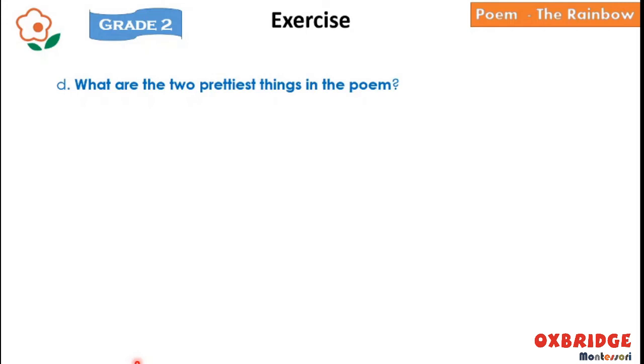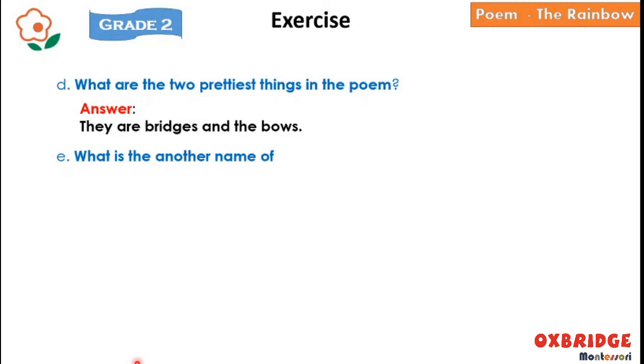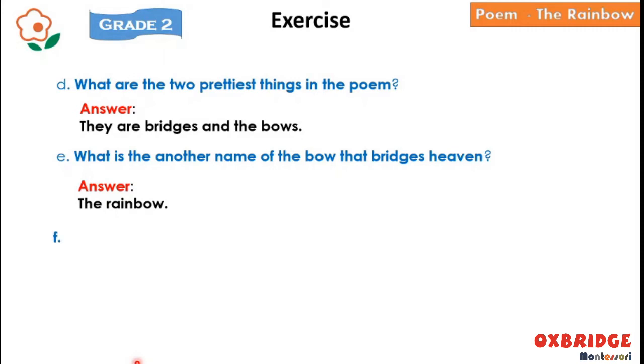What are the two prettiest things? So they are bridges and the bows. Bridges and bows are the prettiest things in the poem. Part E. What is the another name of the bow that bridges heaven? Do you know what the bow that bridges heaven is? The rainbow. It's rainbow that bridges heaven.